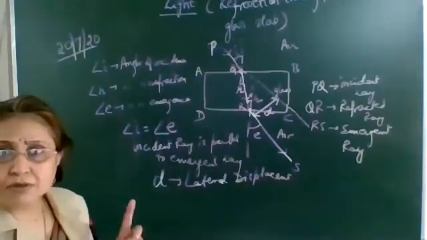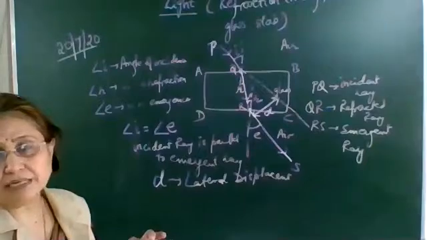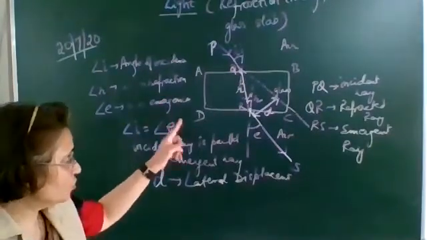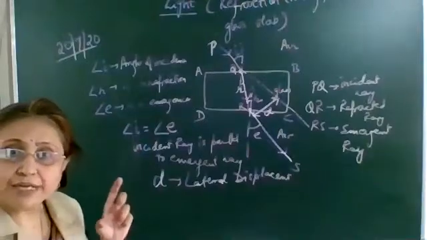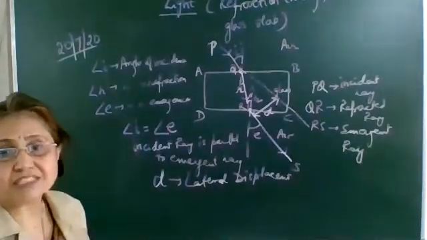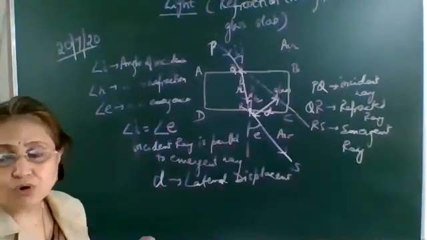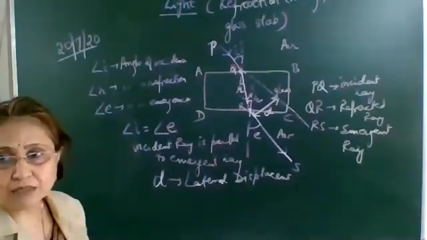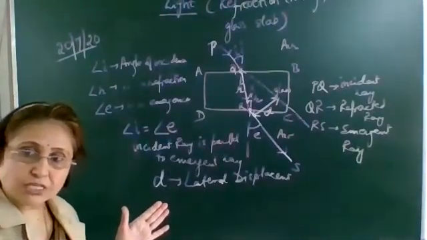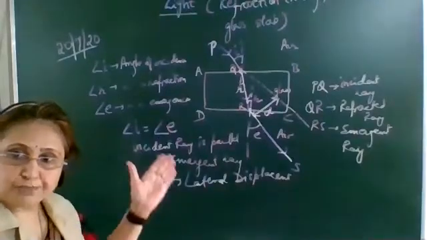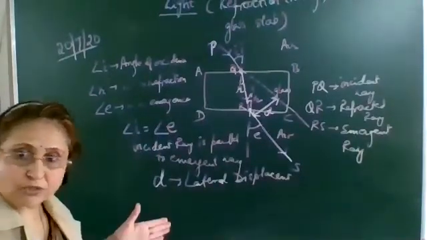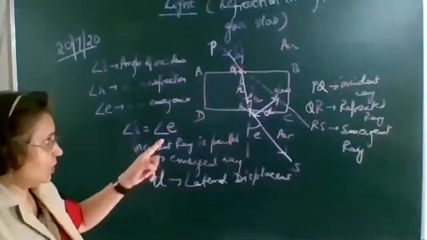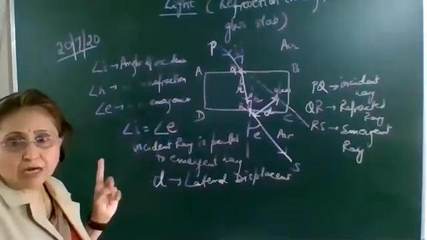Now as it is entering the glass, bend it towards the normal. So you have to draw one ray QR, which is traveling inside the glass, but it should be bent towards the normal. This PQ ray will not go straight, it will bend towards the normal. So this way you have to draw the ray QR.